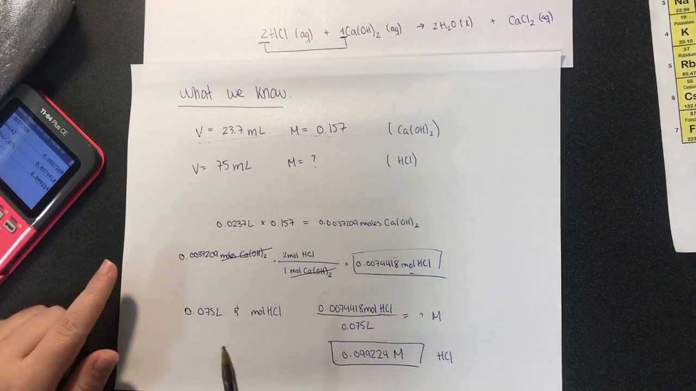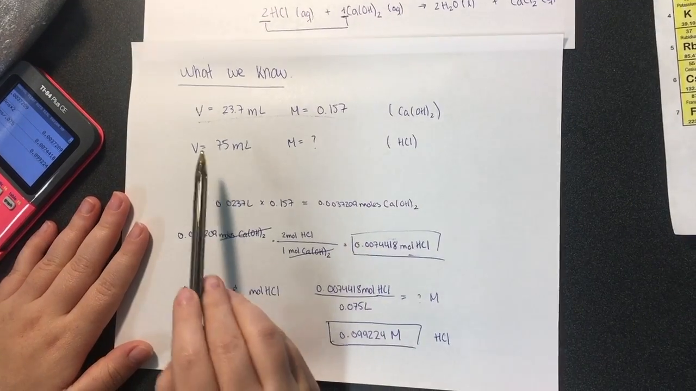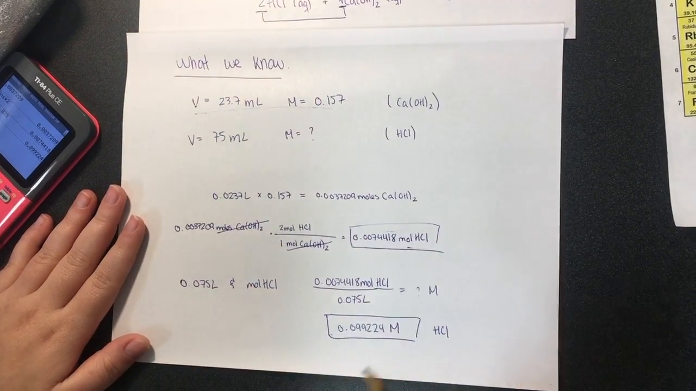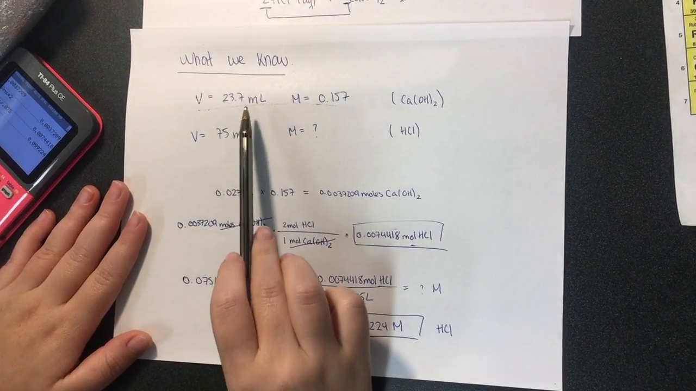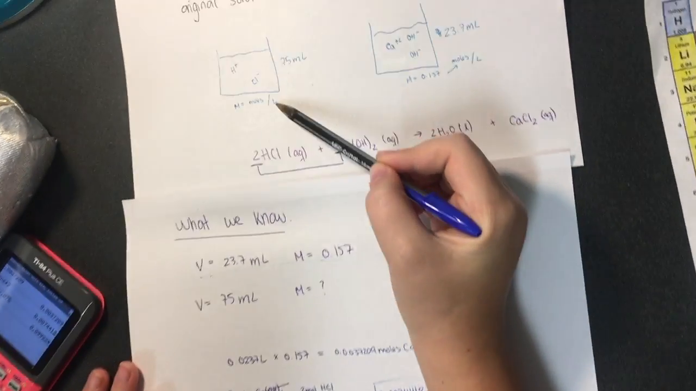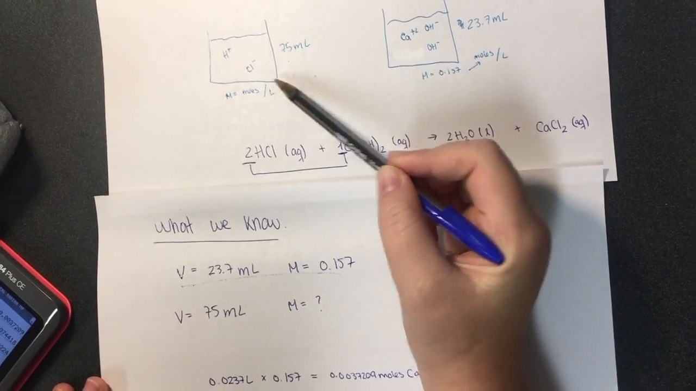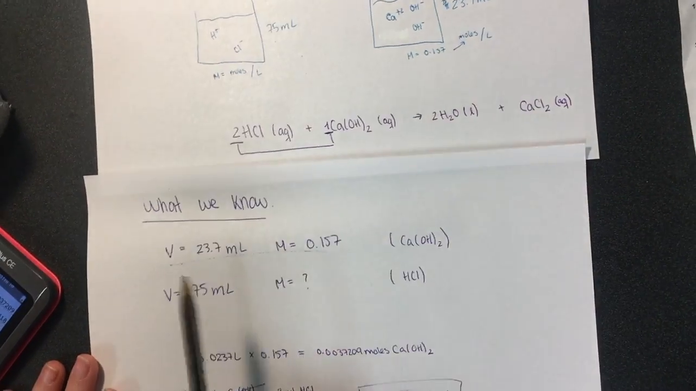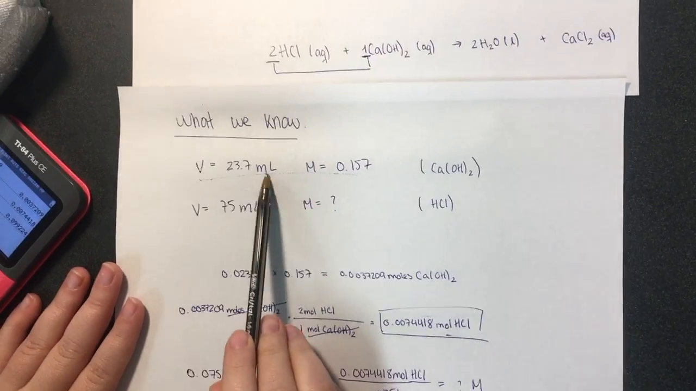Mistakes that you should watch out for: many people forget to convert milliliters to liters. You have to be very careful with your units because the formula specifically states that molarity is per liter and not per milliliter. So always convert milliliters to liters.